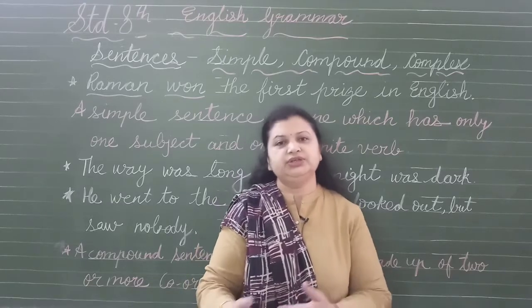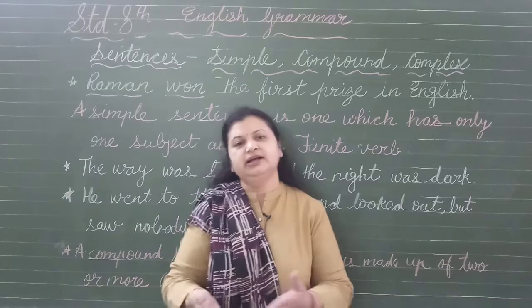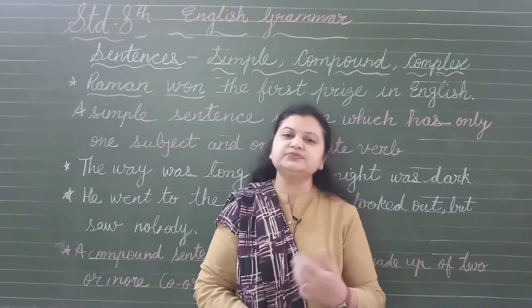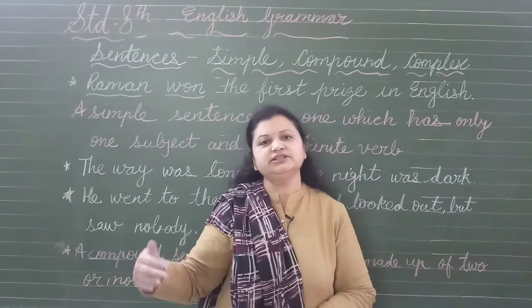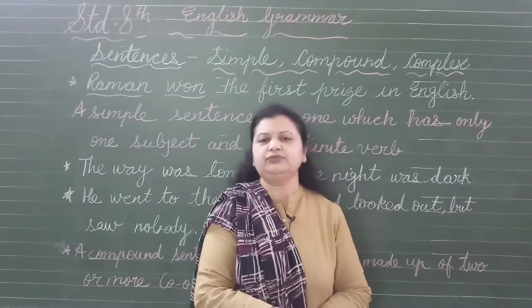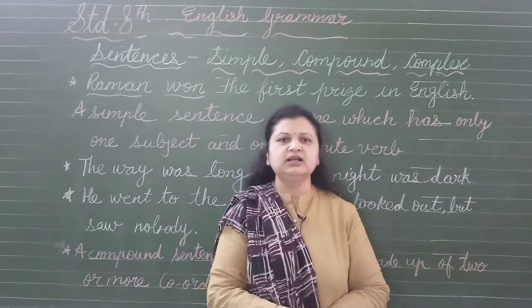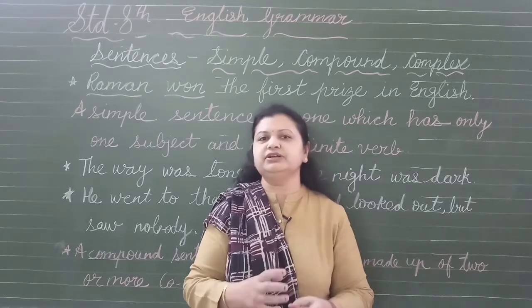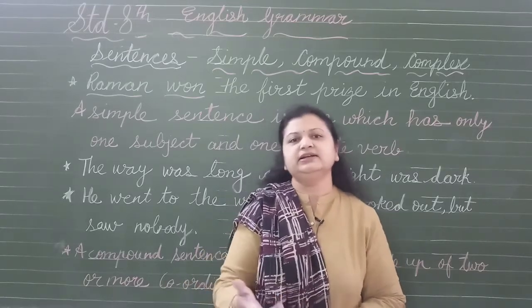So here I is the subject and like is my finite verb. So this is all called a simple sentence, and I think that you are all very familiar with simple sentences. But there is a complication between compound and complex, that is, how you will identify them.